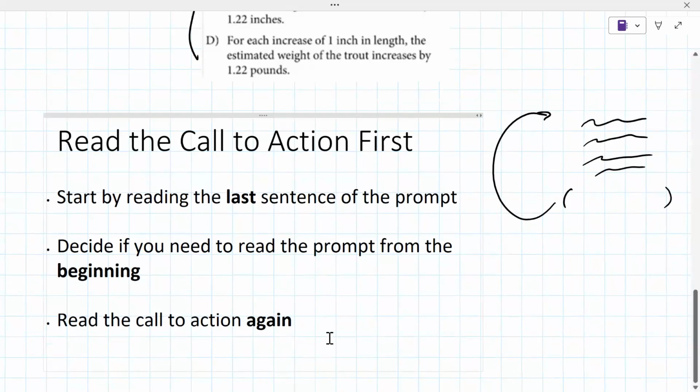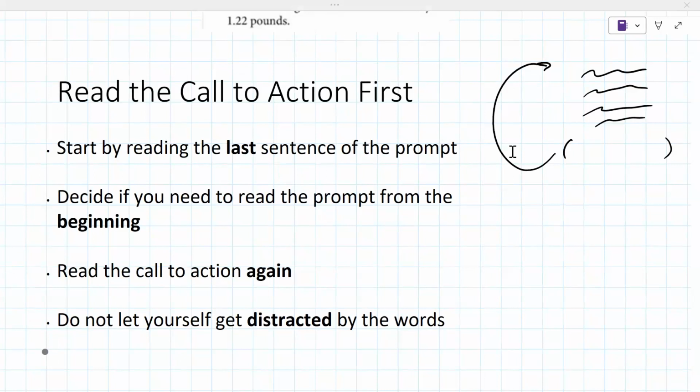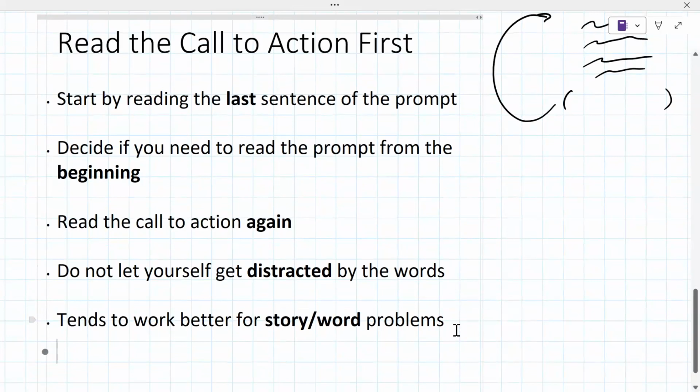However, if you go back and read the prompt, you may find that there's extra information. There may be distracting words, or you might start thinking about things that are by design. You might start talking about ice cream or food, or playing sports or guitar or music. Then you're now thinking about that instead of the actual problem. You will find that this approach works best for story/word problems. And most of the test is story/word problems.